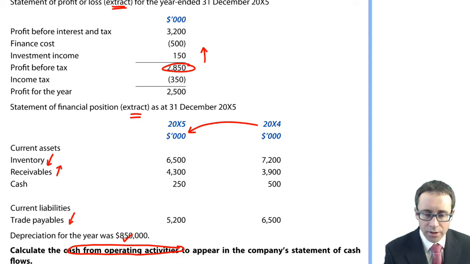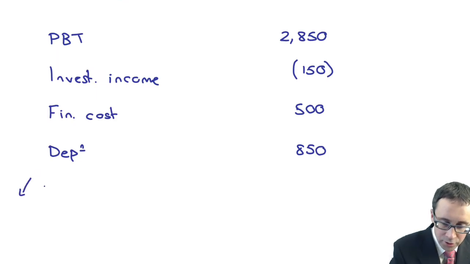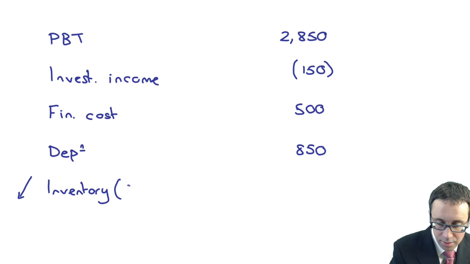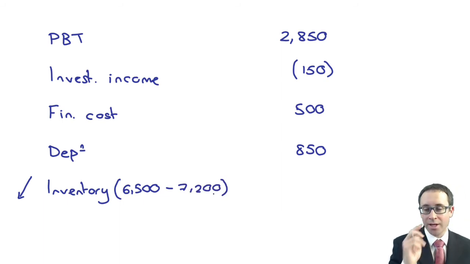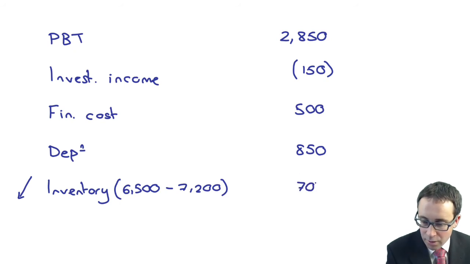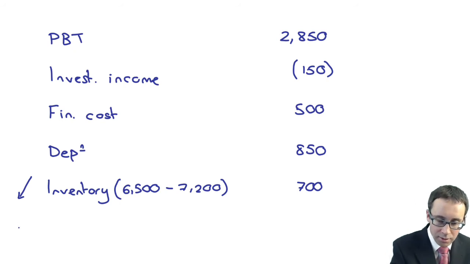Okay. So there's a reduction in inventory. So let's write that down. Reduction in inventory. The inventory is now, is it 6,500? It was 7,200. So there is a reduction of 700. If your inventory has reduced, it's because you've sold more. And if you've sold more, you generate more cash. Okay, so that reduction in inventory gives you more cash.